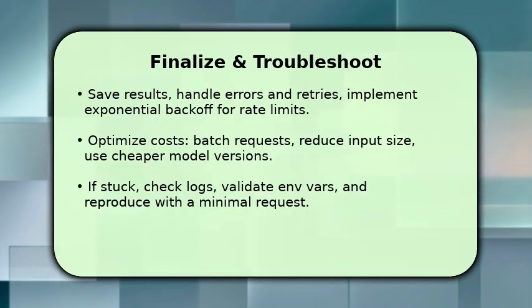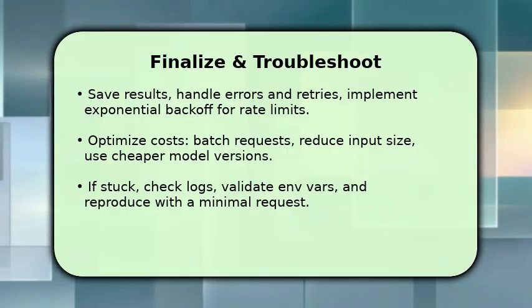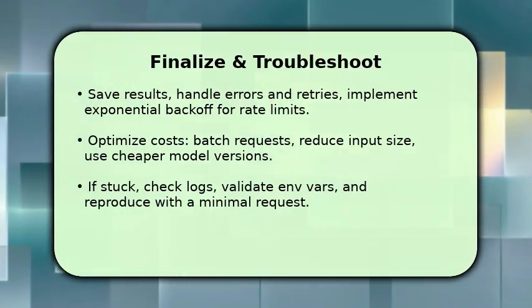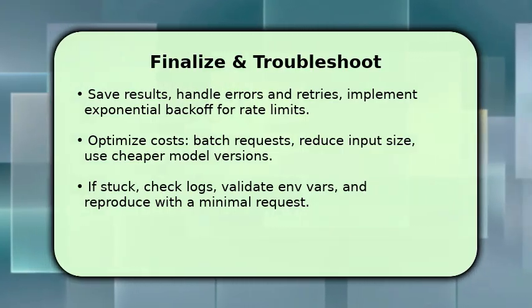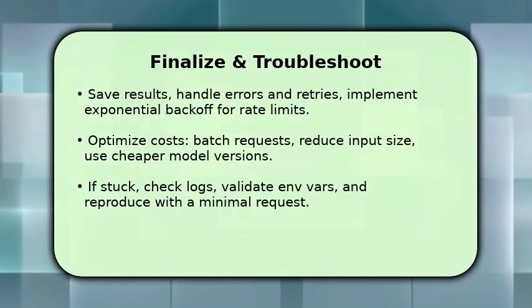Optimize cost by batching requests, reducing input payloads, or choosing lower-cost model versions once quality is acceptable. If something breaks, check logs and confirm REPLICATE_API_KEY and model slugs are correct. Reproduce the issue with the smallest possible request to isolate the problem and fix it.